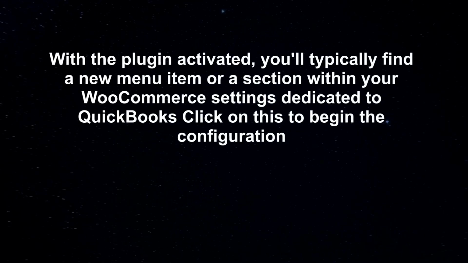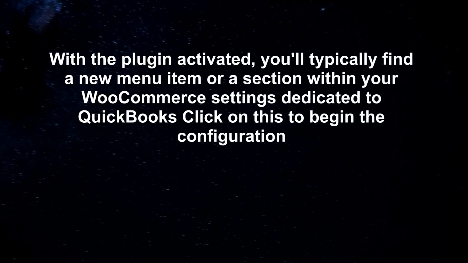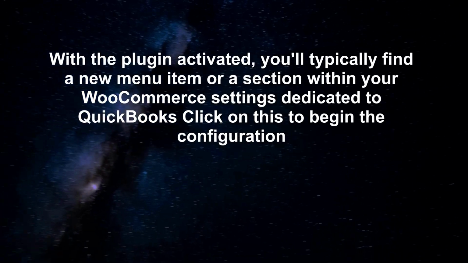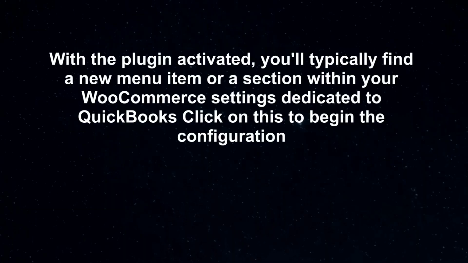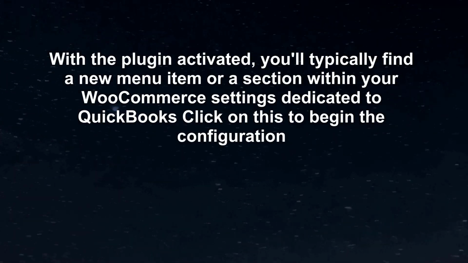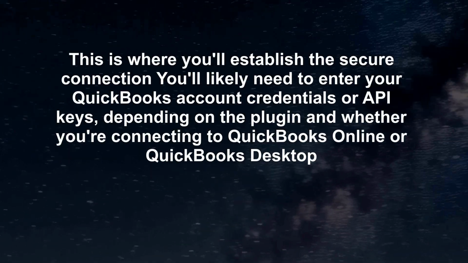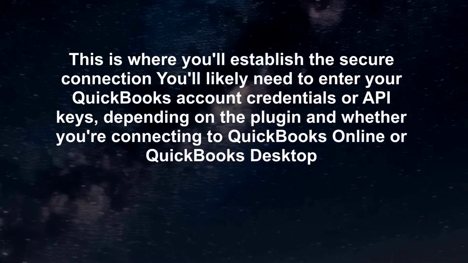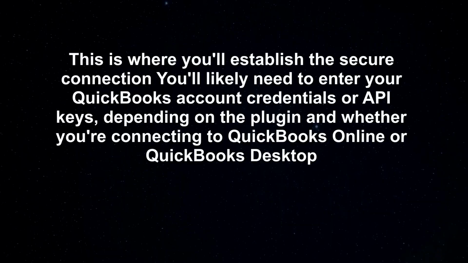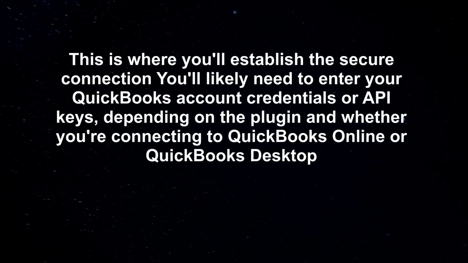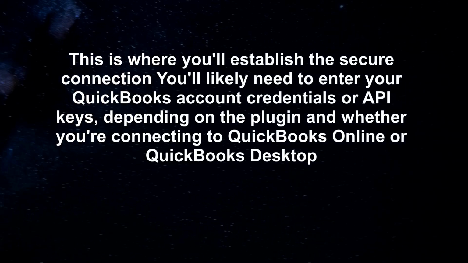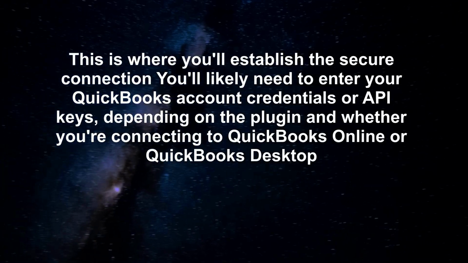With the plugin activated, you'll typically find a new menu item or a section within your WooCommerce settings dedicated to QuickBooks. Click on this to begin the configuration. This is where you'll establish the secure connection. You'll likely need to enter your QuickBooks account credentials or API keys, depending on the plugin and whether you're connecting to QuickBooks Online or QuickBooks Desktop.